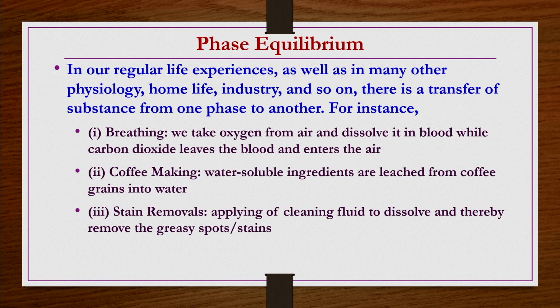These are a few general applications we may come across in our regular life, and in industries there are a huge number of applications where the transfer of species takes place from one phase to the other phase. So, it is not an exaggeration to say that in chemical plants there is a huge number of phase equilibrium problems, where the transfer of species takes place from one phase to the other phase.